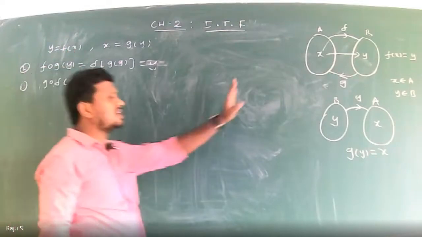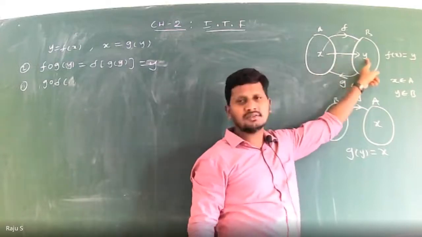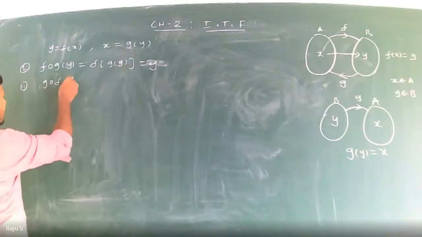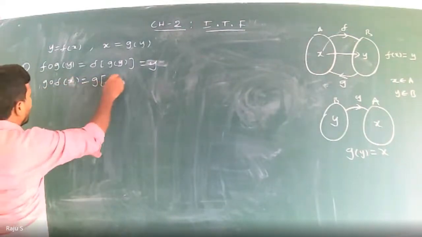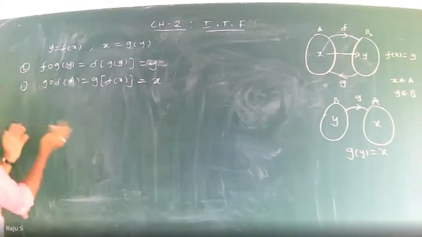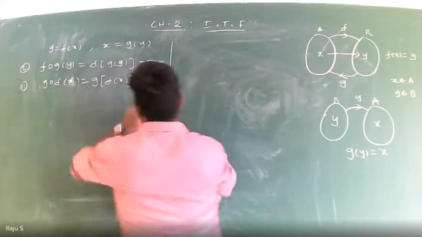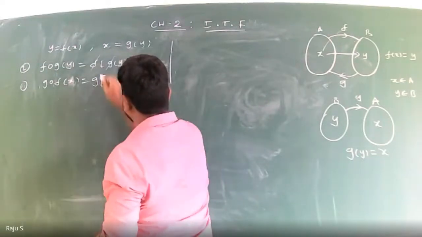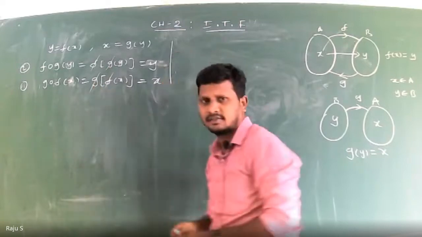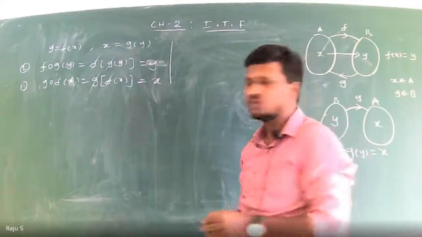So f is a function from A to B. What is the input? Input is x, and the output is y. In the same way here, g circle f of x can be written as g of f of x, and this can also be written as x. What do you observe here? Clearly, g and f get cancelled, f and g get cancelled. Finally we get x, nothing but the two functions are inverse to each other.